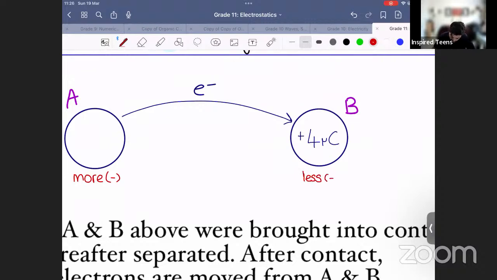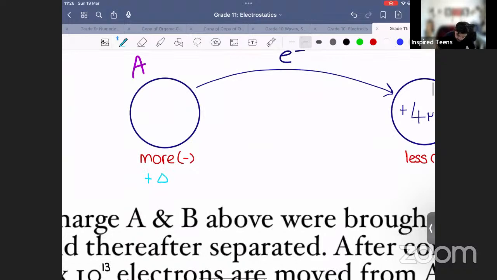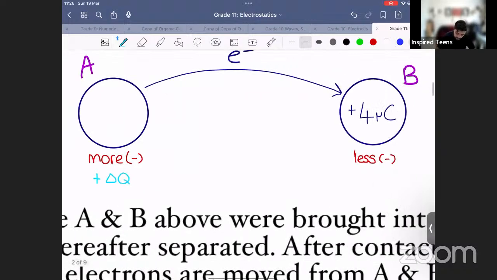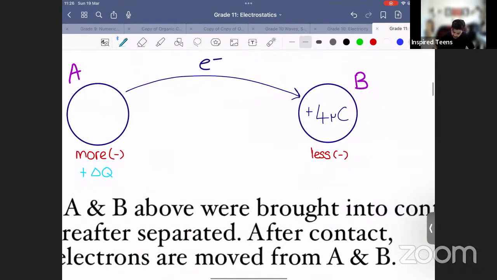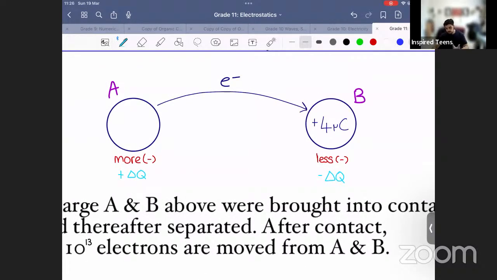Now, one other thing that I want you guys to take away from one being more negative and one being more positive is the following. The more negative one will always have a positive delta Q. Just remember that. The less negative one is always going to have a negative delta Q. The more negative one, positive delta Q. The less negative, negative delta Q. Okay, and again, we discussed it.